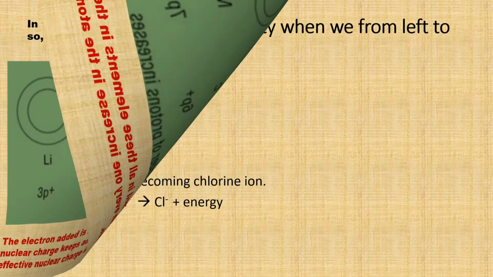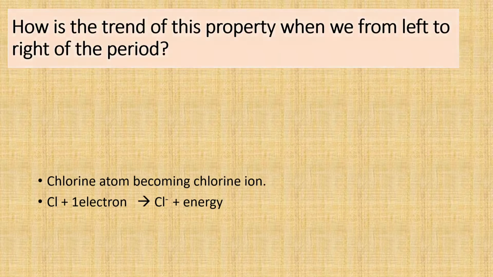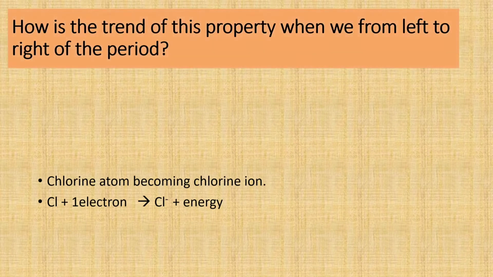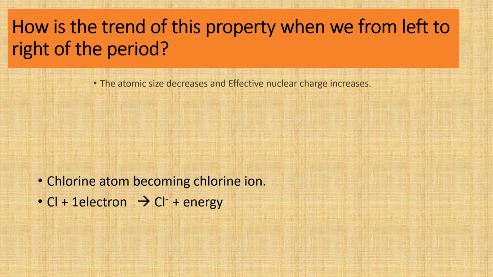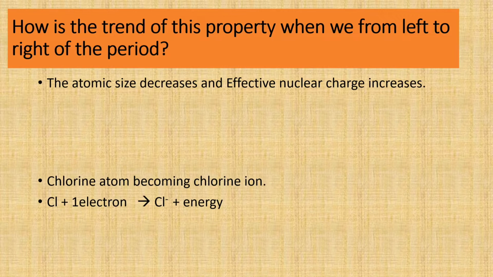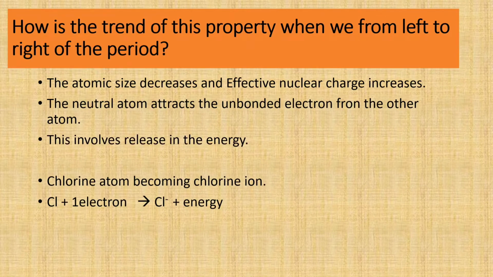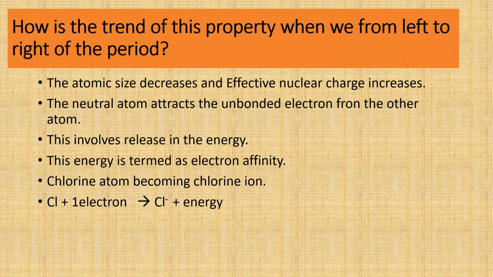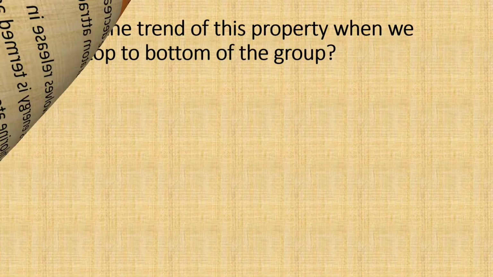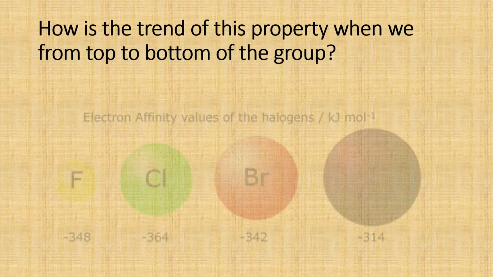As the nuclear charge increases from left to right, there is an increase in the effective nuclear charge and therefore the atomic size decreases from lithium to fluorine. This makes every atom attract the incoming electron of the other atom greatly. This makes the electron affinity values increase from left to right of the period. The energy released during this is called electron affinity.